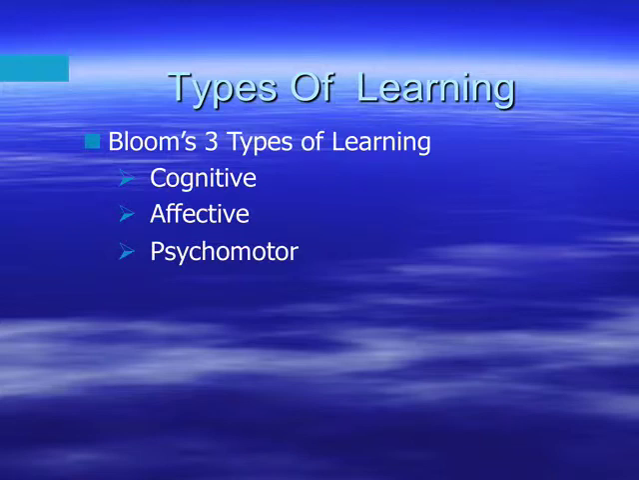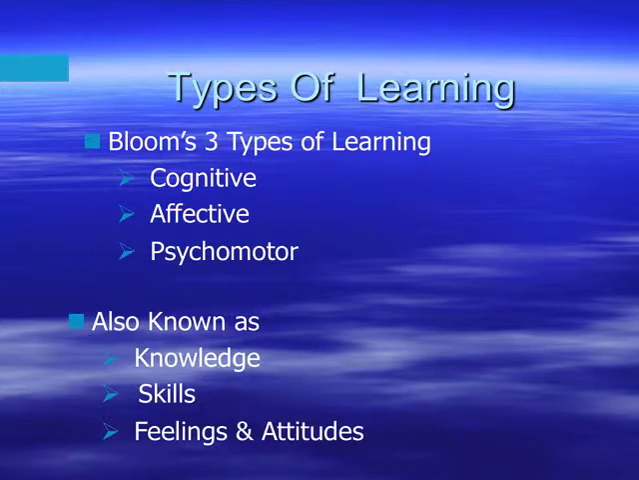Trainers often refer to these categories as KSA, knowledge, skills and attitude. They can be thought of as learning goals for training, in that after a learning experience, the learner should typically have acquired new skills, knowledge and/or attitudes.